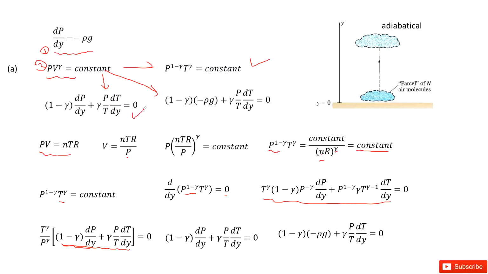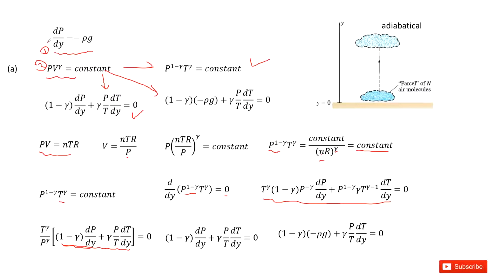Yes, so this one is bingo. Because this is not 0, this is not 0, so this is 0. Therefore, we can write it as 1 minus gamma equal to dp/dy plus gamma p over T dT/dy. Now we need to prove it there.